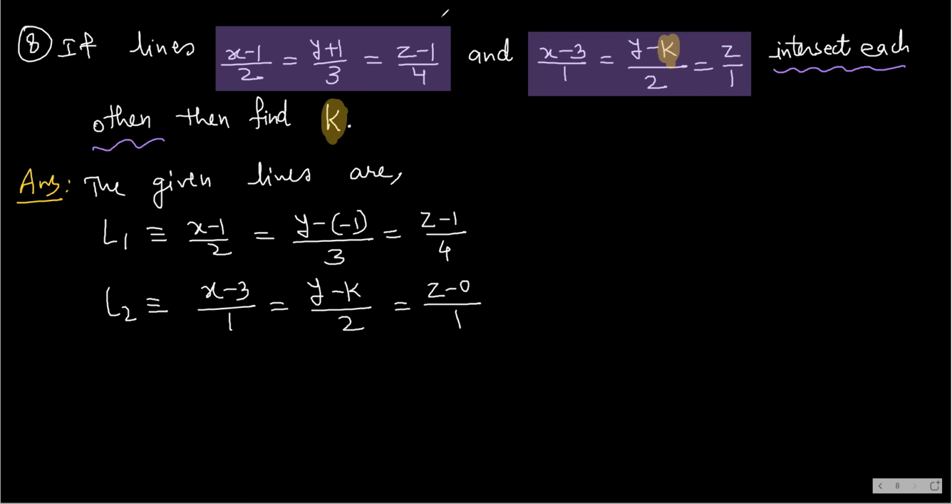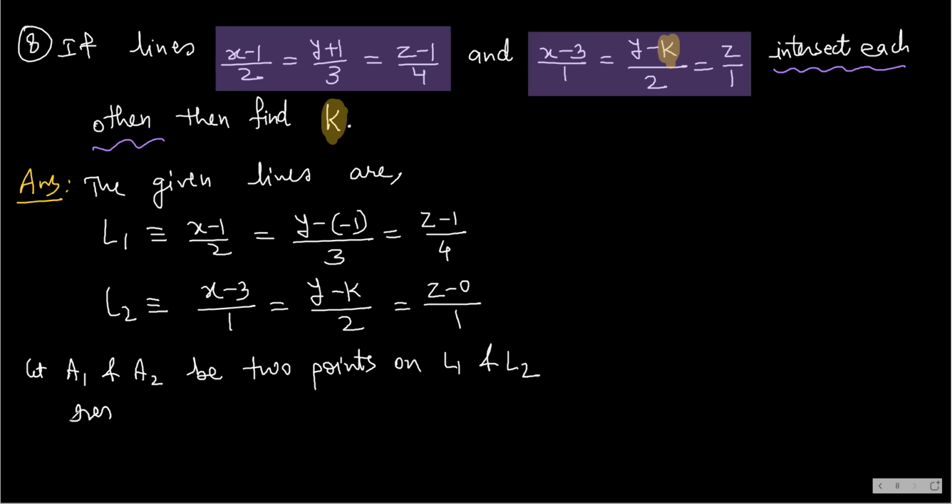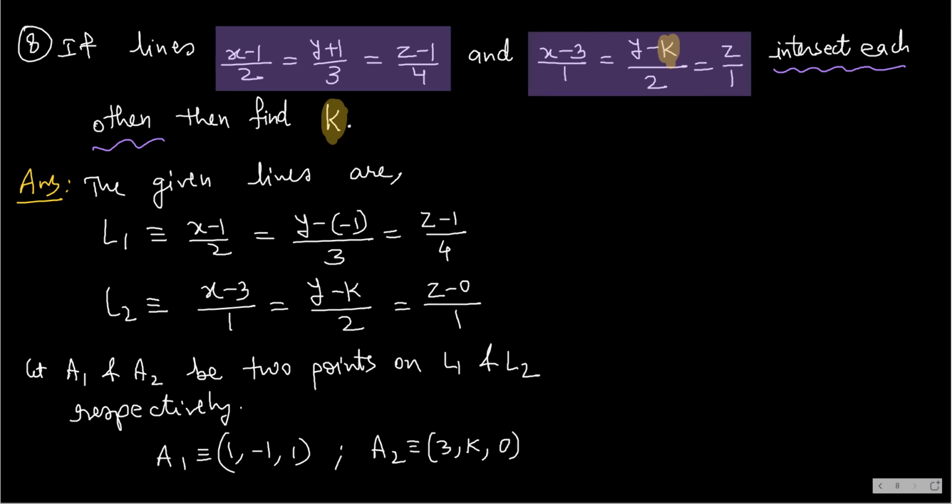Okay, so I will write here, let A1 and A2 be two points on L1 and L2 respectively. So I have therefore A1 as (1, minus 1, 1) and A2 is (3, k, 0). So the next I will have is A1A2 bar.